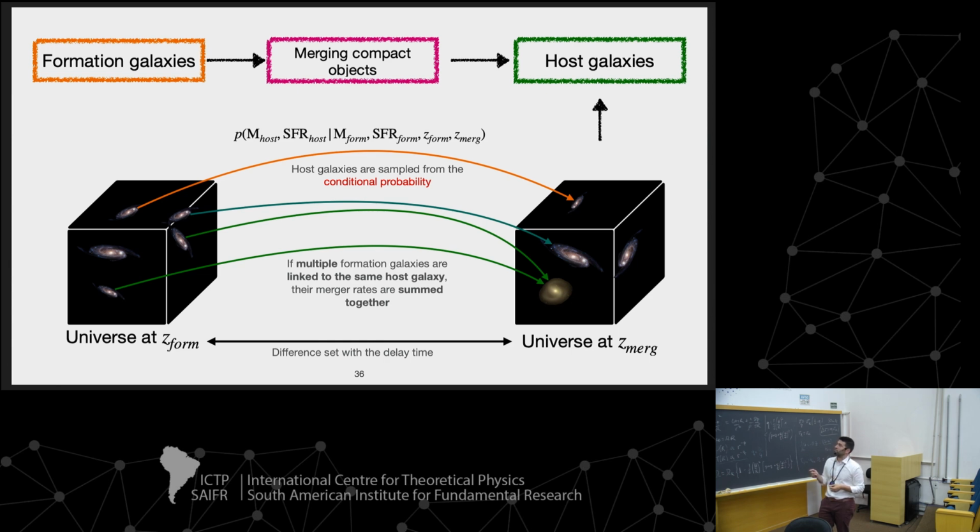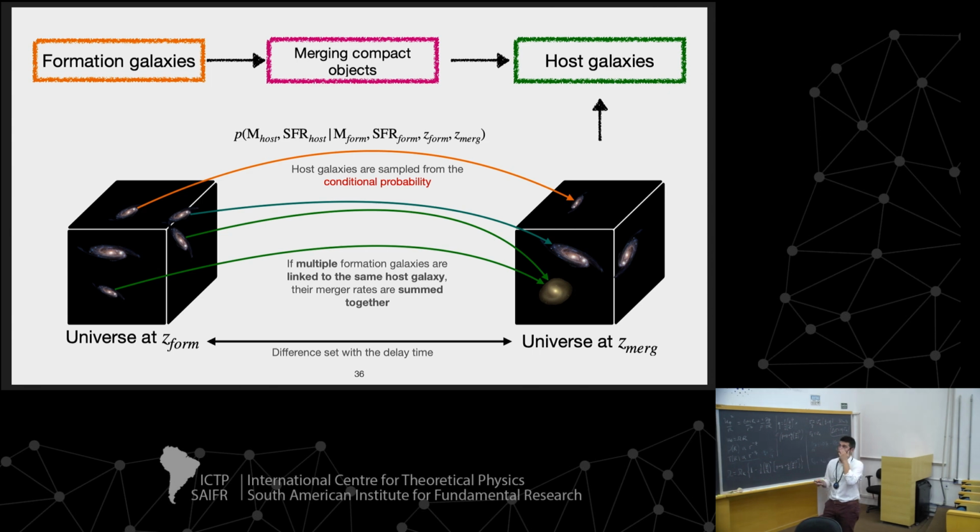So what we do is we sample the host galaxy from the conditional probability. For example, this formation galaxy is connected with these host galaxies, and this connection is proportional to the probability. It can happen that multiple formation galaxies, for example these two, are connected with the same host galaxy. So the number of total mergers in these galaxies is summed. In this summation process, what we are taking into account is basically the merger trees. So we know that galaxies can merge together to form new host galaxies.